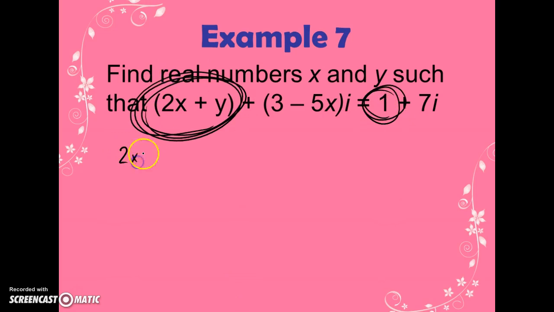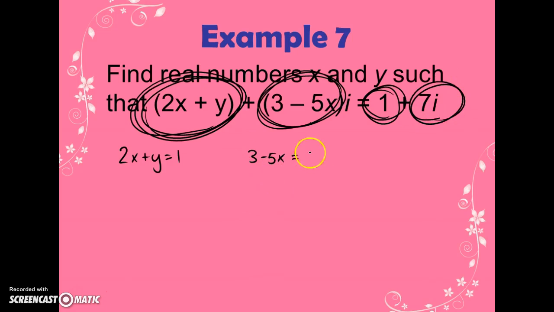So it's kind of like a little mini problem. 2x plus y equals 1. This coefficient of i has to match up against this coefficient of i. So 3 minus 5x equals 7. And again, we're in a situation where we have two unknowns, x and y, and two equations. I would focus on this right equation because it doesn't have any y's in it, so it should be a little bit easier. I could subtract 3 from both sides, and then divide by negative 5.